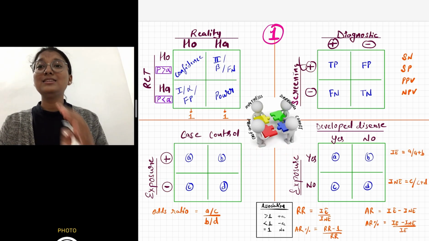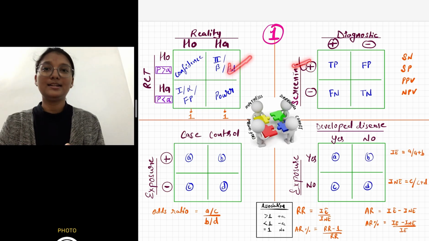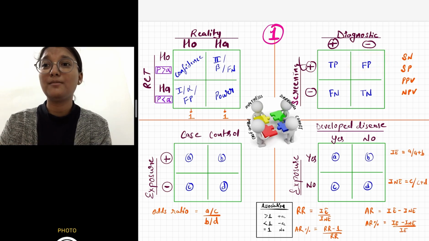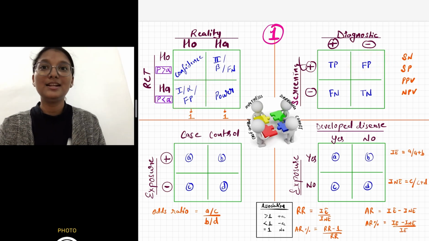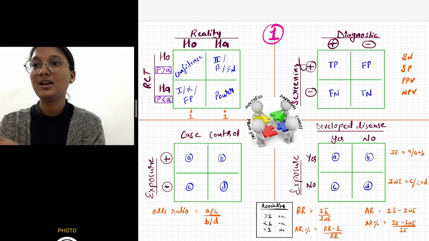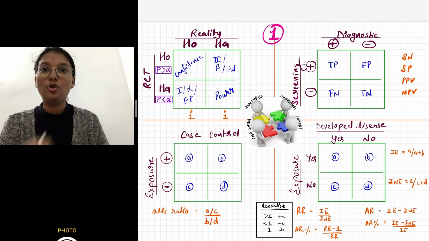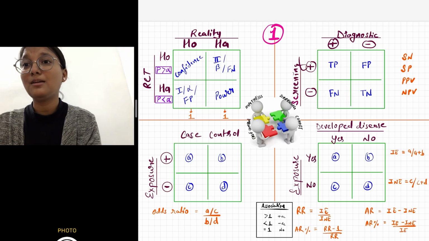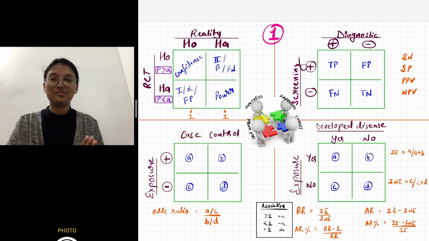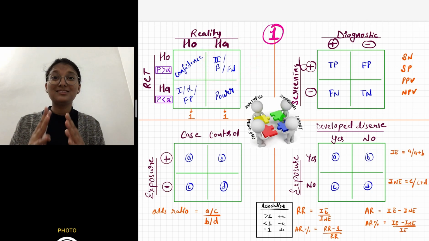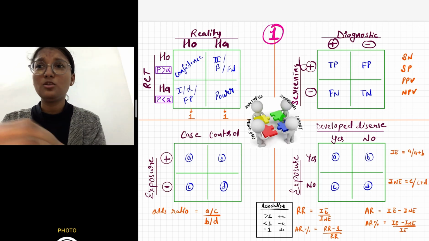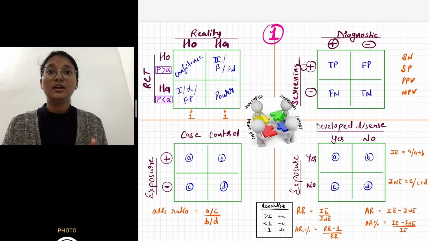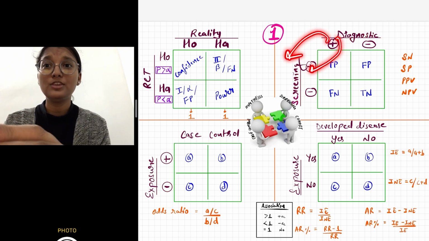When we see the hypothesis table and the screening table, the basic difference you have to note is that the location of false positivity is completely different. In the screening it is in the right upper quadrant, whereas in the hypothesis it is in the left lower quadrant. Similarly, the location of false negativity is completely different when we talk about hypothesis and screening. So you don't really have to mix them up. Also note the location where it is written RCT and reality, and screening and diagnostic. You cannot interchange them.